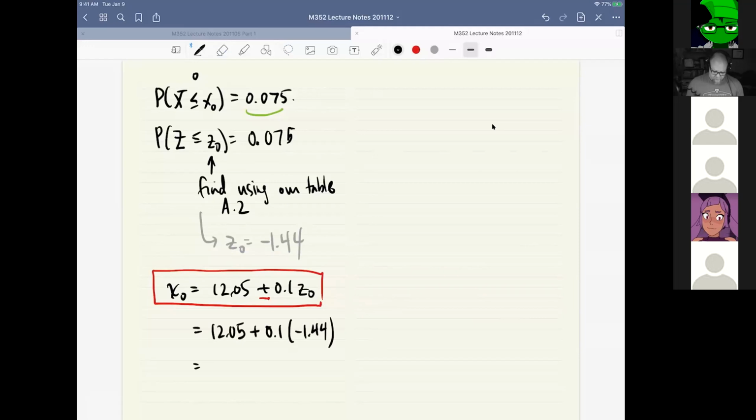And so what is that? Oh boy, that's 12.05 minus 0.144, which is going to be 11.906. Did I do that right? It's just arithmetic. You can fix it later, but that's the x naught.